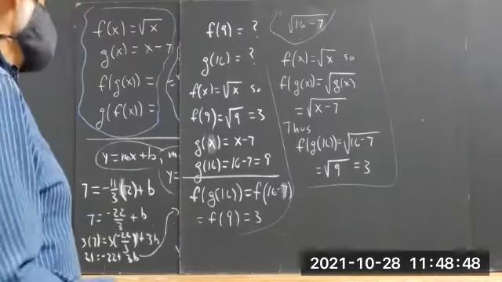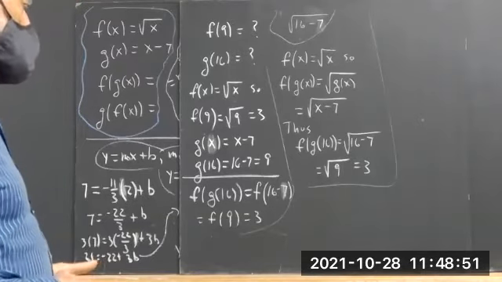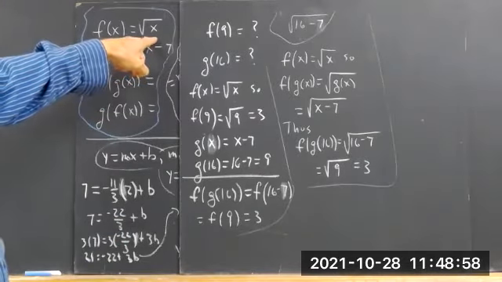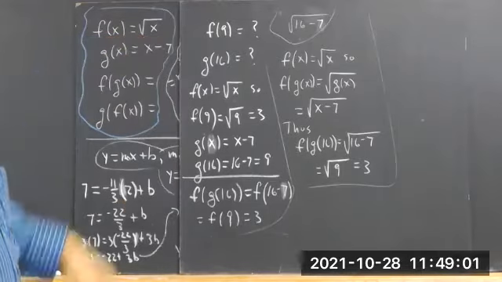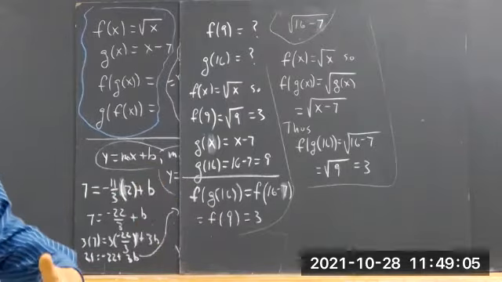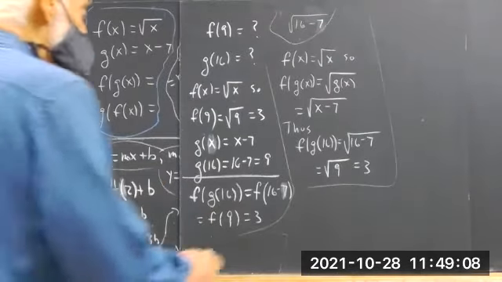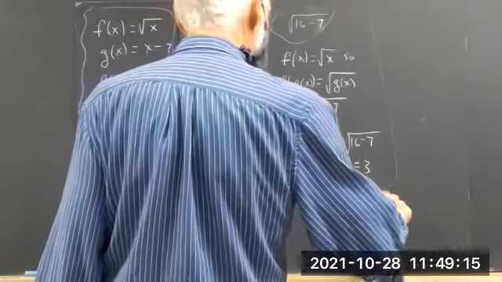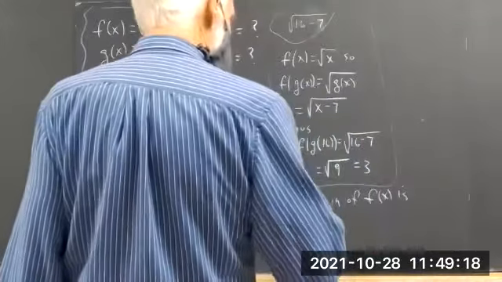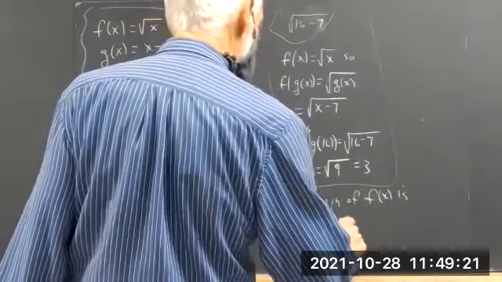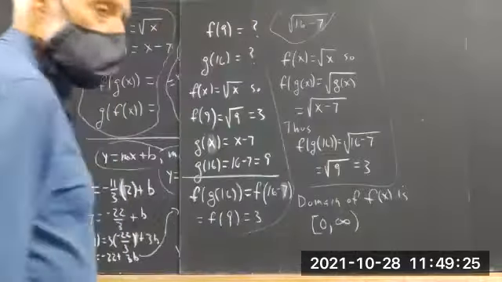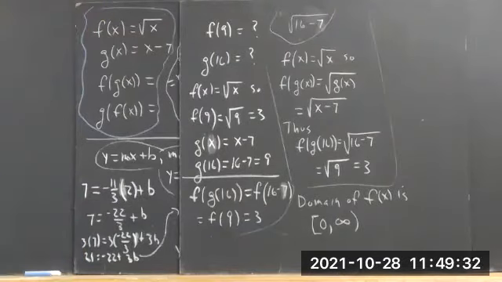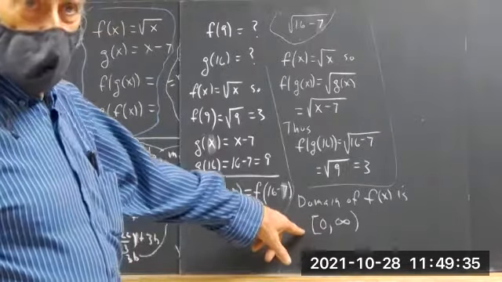Oh yeah, the domain. What kind of numbers can we use in f of x? What's the domain of f of x? It's x greater than or equal to zero, right? Yeah. Okay. They will write this in interval notation. That's the way your text likes to do it, and it's a good, convenient, compact way. So the domain of f of x is the interval 0 to infinity, right?